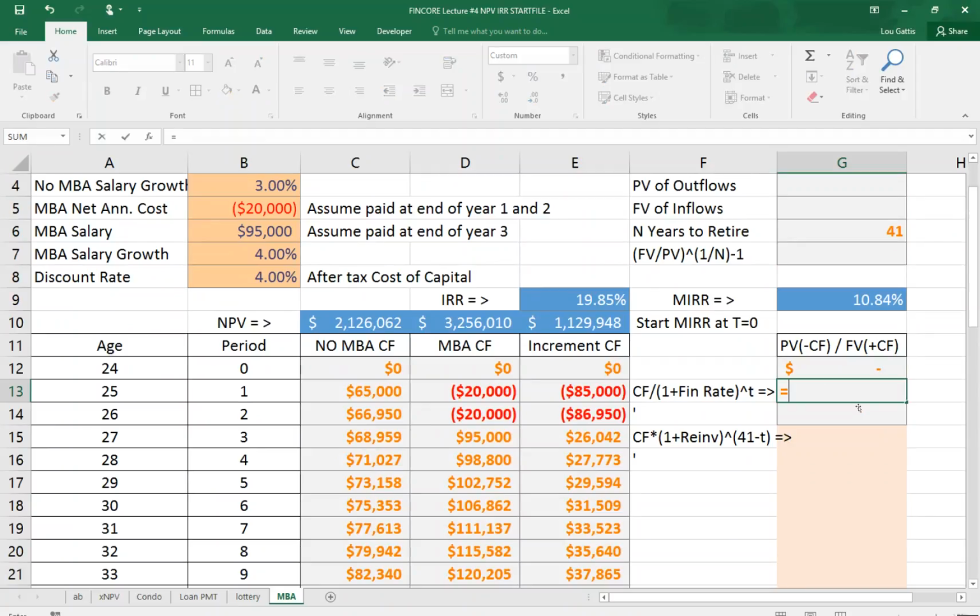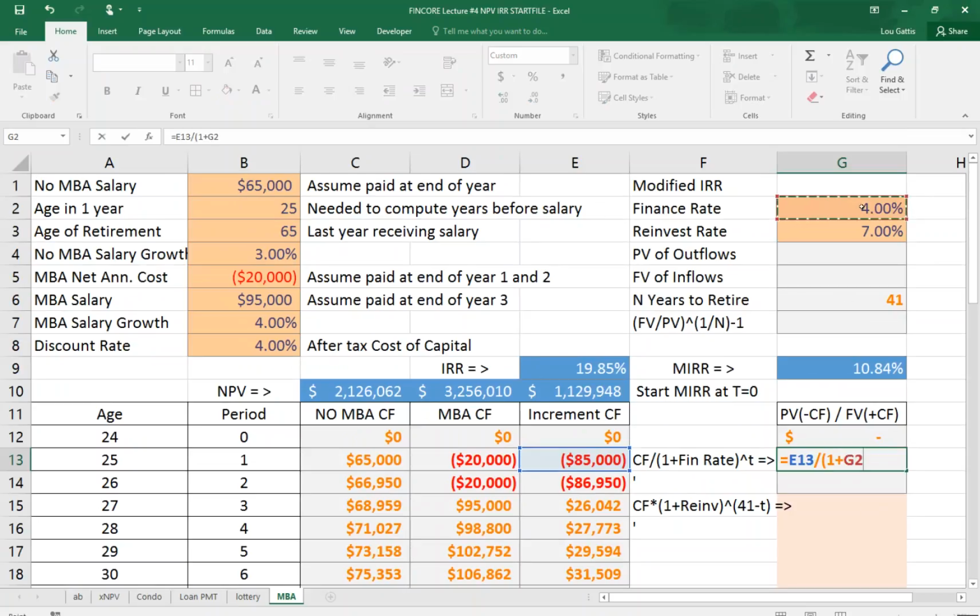I can take the incremental cash flows and take the present value of all the negatives. So I take that, divide it by 1 plus my finance rate, anchor it, raised to the 1 power. So I'll take the present value of $85,000 paid next year. And I'll take the present value of the second one. And if I take the sum, I'll take minus the sum. In present value terms, I had to borrow $162,000 at 4%.